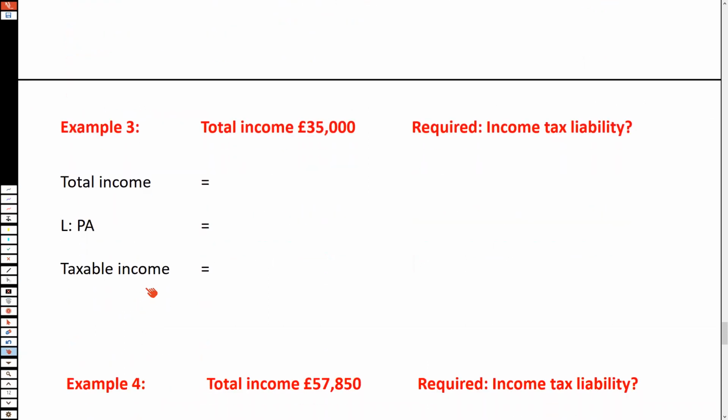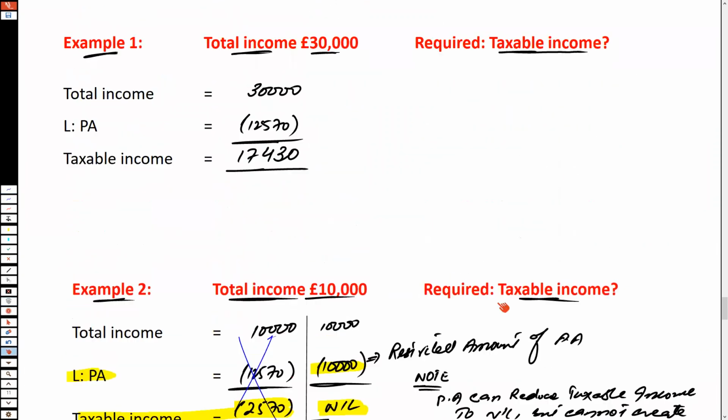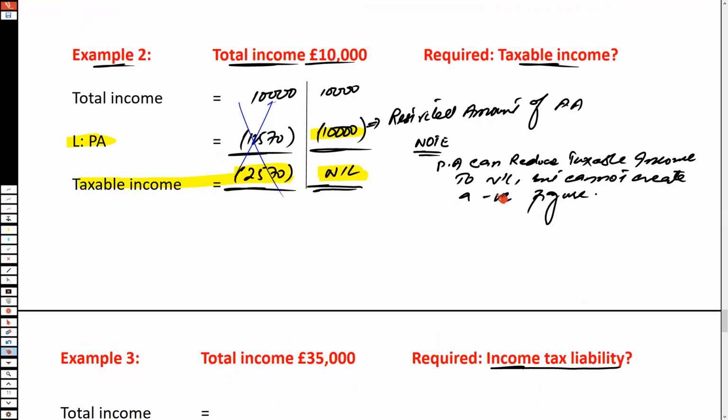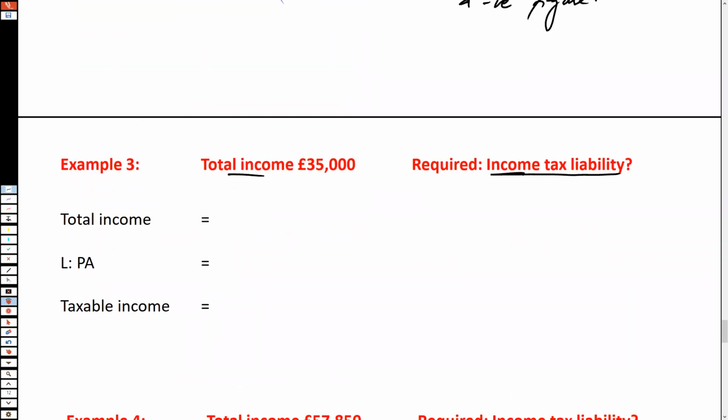In example 3, you can see the requirement is somehow changed now. In the first two examples, we just calculated taxable income. And we learned that personal allowance can reduce the taxable income to nil, but cannot create a negative figure. In example 3, total income is given as 35,000 and the requirement is to calculate the income tax liability. 35,000 is your total income. Deducting the personal allowance of 12,570, taxable income is calculated as 22,430.